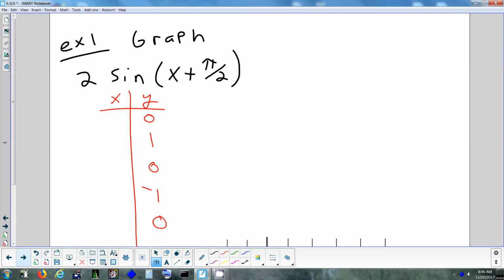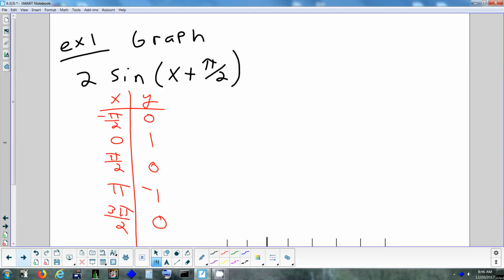Sam, I'm going to take all my x's, and what am I going to do to find the new x values? You're going to add pi over 2. So we've got a plus pi over 2, but what do you have to do with a phase shift? You subtract, you do the opposite. So you'd have 0 minus pi over 2. The next one would be pi over 2 minus pi over 2. You would have pi minus pi over 2. 3 pi over 2 minus pi over 2. And 2 pi minus pi over 2. So there's your phase shift.